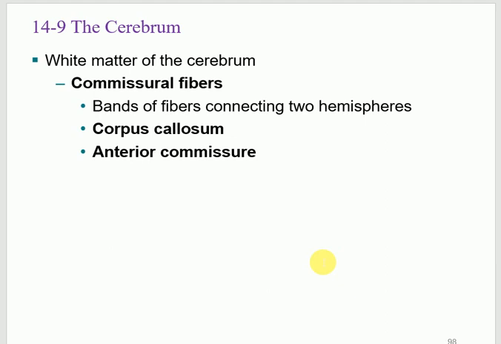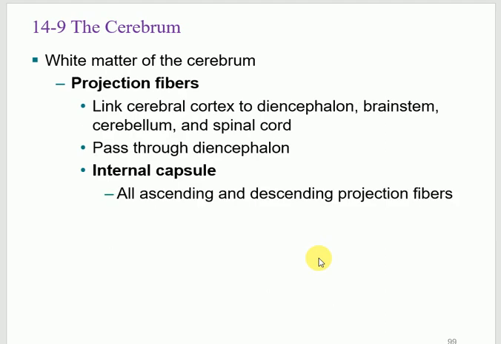So association fibers, what is it? Connecting in the same hemisphere. What are the subtypes? Arcuate or longitudinal. Commissural fibers, what are they doing? Connecting the two hemispheres. Types: corpus callosum and anterior commissure.